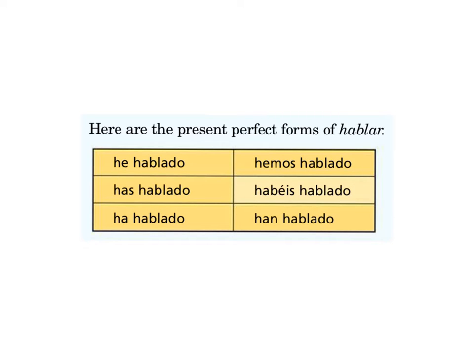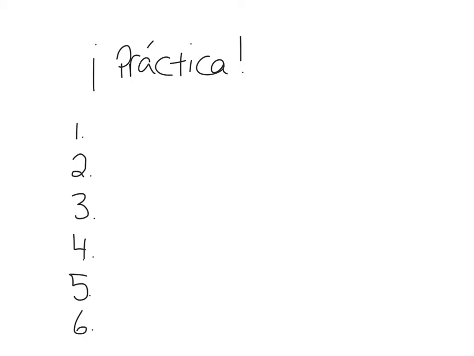So here's what the whole thing looks like. These are the present perfect forms of the verb hablar. He hablado, has hablado, ha hablado, hemos hablado, habéis hablado y han hablado. Vamos a practicar. Para el número 1, yo, el verbo bailar. What would the present perfect be? You should have written down he bailado.